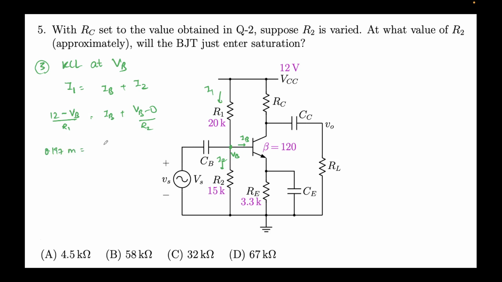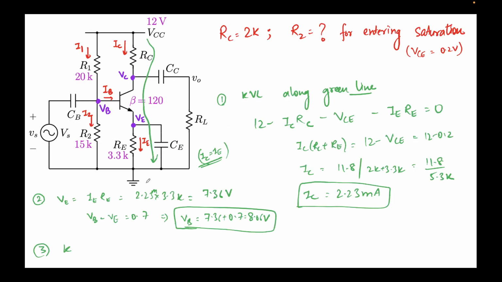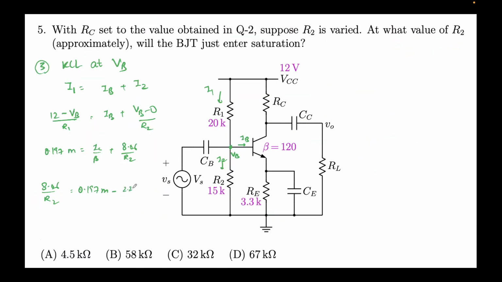milli. The value of IB is nothing but IC by beta, and I2 is 8.06 over R2. So let's take 8.06 over R2 to one side. This will come out to be 0.197 milli minus the value of IC, which was 2.23 milli, divided by the value of beta, which is 120. So 2.23 divided by 120 will come out to be 0.019.